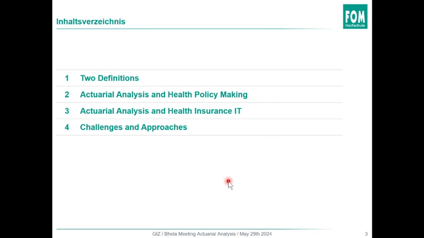Then on the second point, health policy, that's what we do the actuarial analysis for. We do it to support health policy making. But we cannot do it, and that's the third point, without health insurance IT, because that's where the data comes from. And then the last point: it is actually not that easy to get the health insurance IT to generate the data which we're talking about. So this is the general setting, which we then take further and make more specific in the contributions from Puro and Patima, which I'm very much looking forward to.